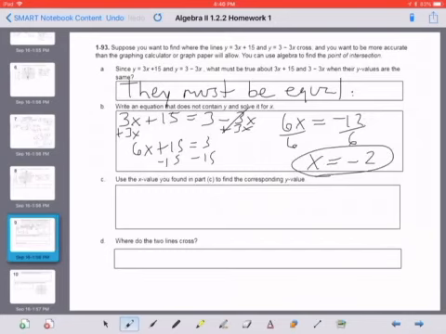Then part C says, use your x value found in part B to find the y. So I plug it back in. I'm going to choose to plug it back into the second equation. So I get 3 minus 3 times negative 2, or 3 plus 6, which is 9. And then where do the two lines cross? I just write my ordered pair. So negative 2, 9.